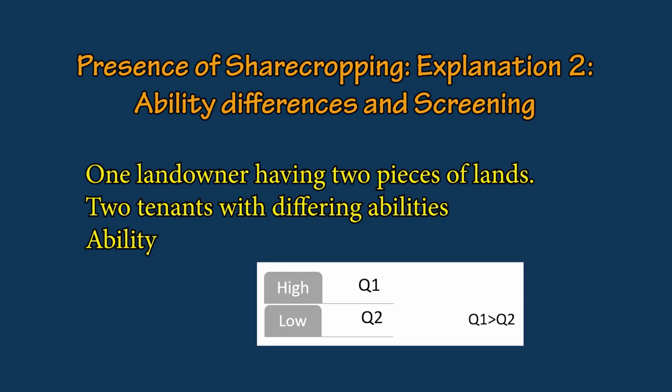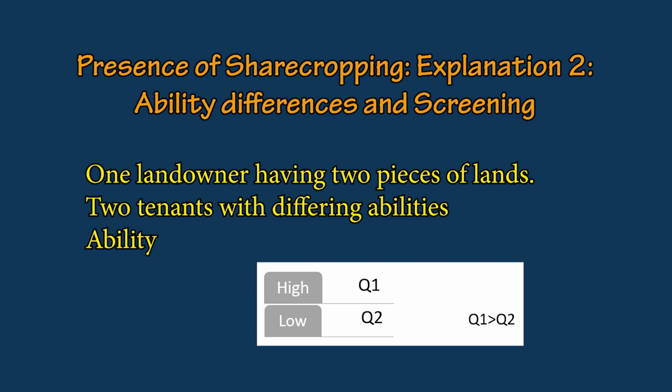Now, let us move to the second explanation in favor of the presence of sharecropping. This explanation is related to ability differences and screening. Suppose there is a single landowner who owns 2 pieces of land. Also assume that there are 2 tenants with differing abilities. One tenant has higher ability and the other tenant has lower ability.